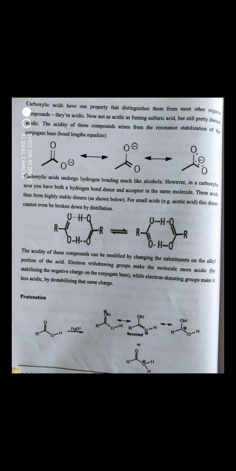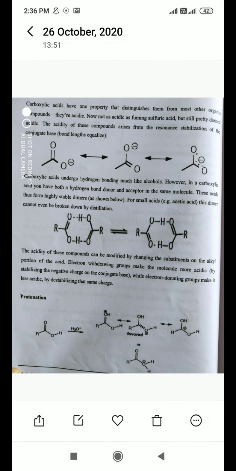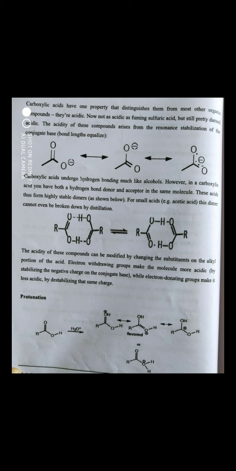Now this acid thus forms a highly stable dimer as shown below. For small acids, for example acetic acid, this dimer cannot even be broken down by distillation. So here this dimer is formed between two acidic functional groups, which leads to the formation of a dimer. So this dimer is very hard to break.